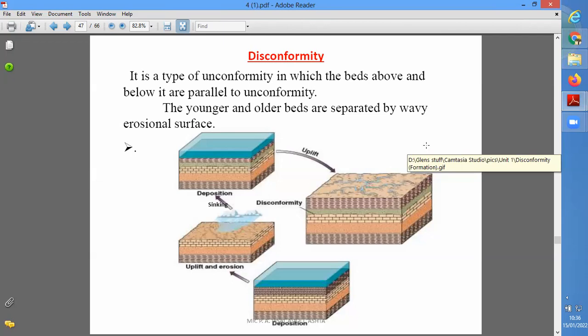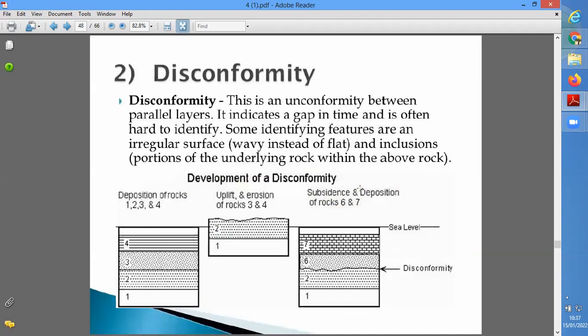Disconformity is a type of unconformity in which the beds above and below it are parallel to the unconformity. The beds below the unconformity and the beds above the unconformity are parallel to each other. The younger and older beds are separated by wavy erosional surfaces, and both younger and older beds are generally parallel to each other. In this diagram you can clearly see the disconformity.